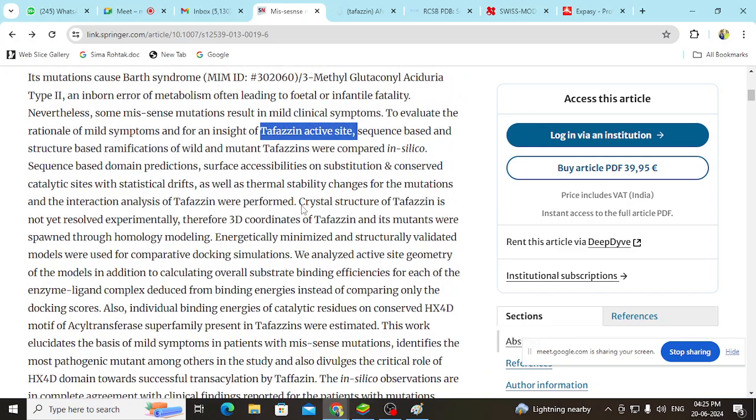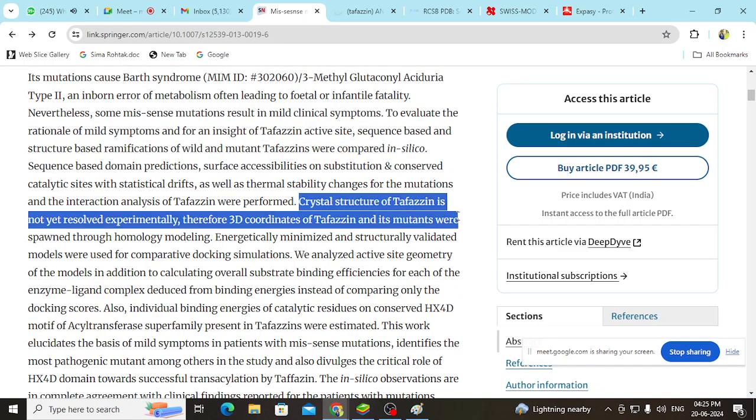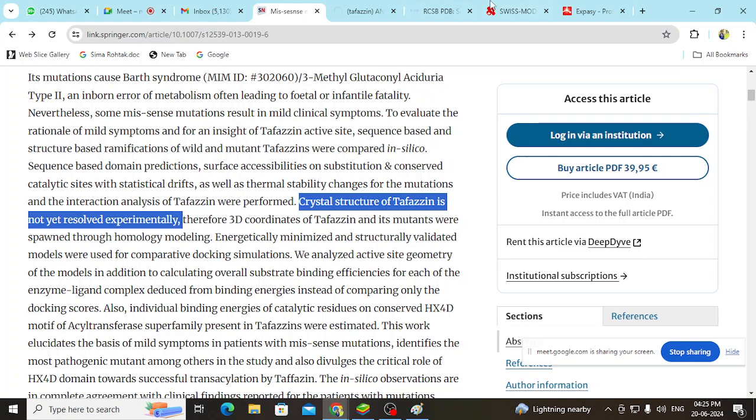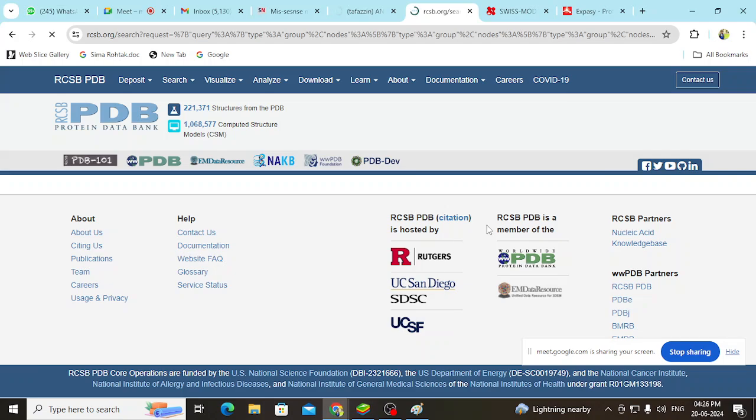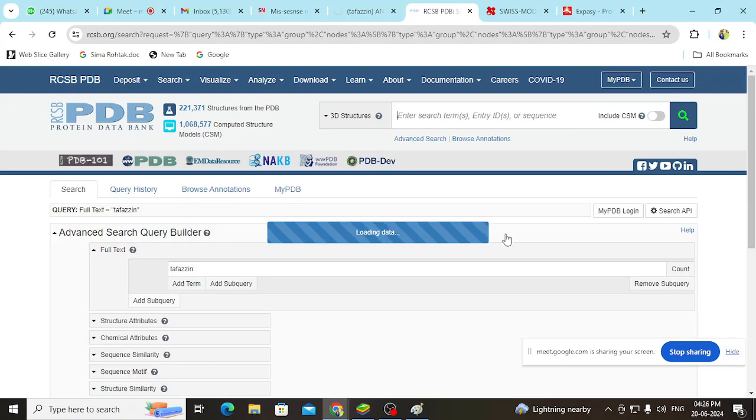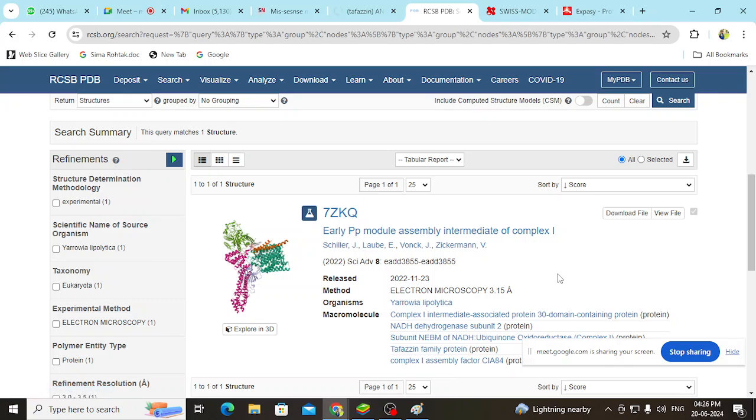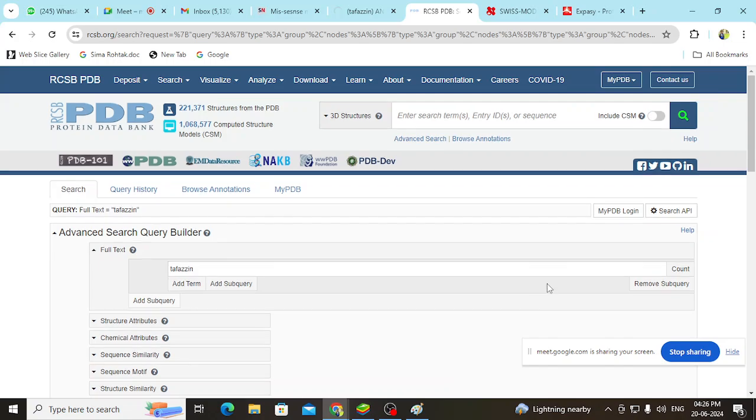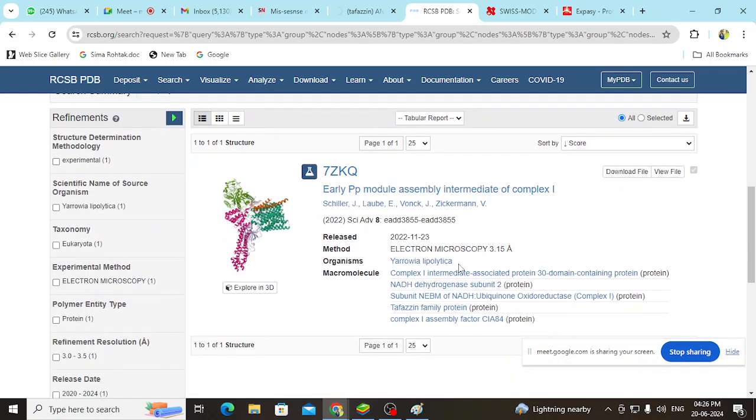Here it is mentioned that the crystal structure of tafazine is not yet resolved experimentally. So in this database it is highly unlikely that you will get the exact sequence. When we searched for tafazine in RCSB PDB, we found a structure, but it is completely different. There may be some similarity, but it is not exactly the one we wanted.